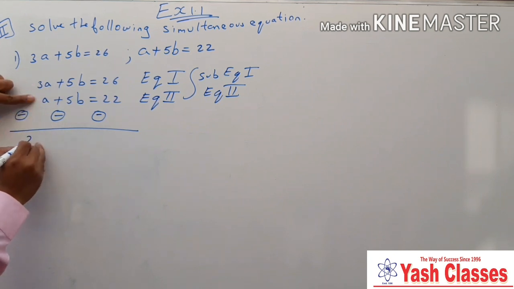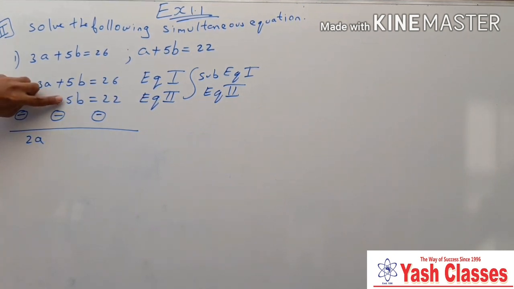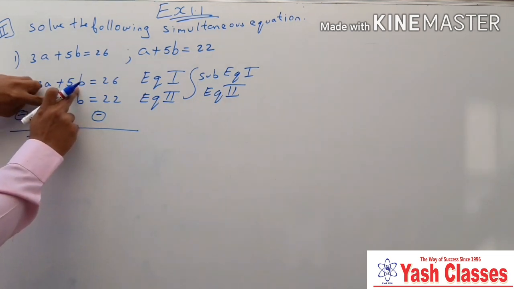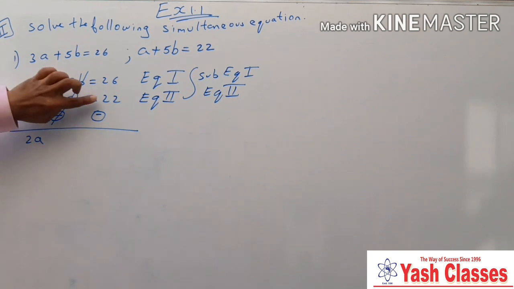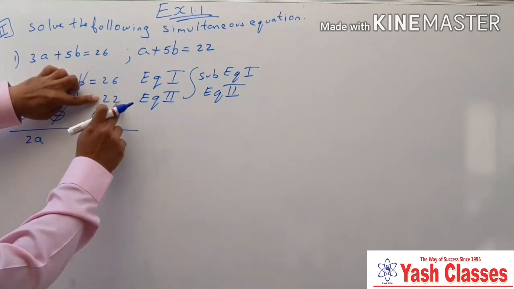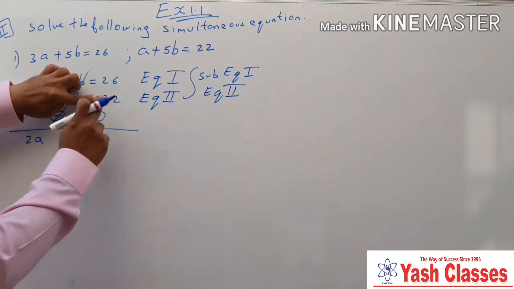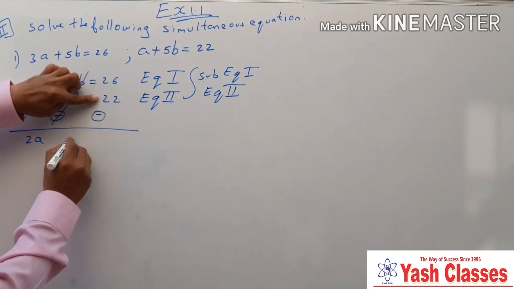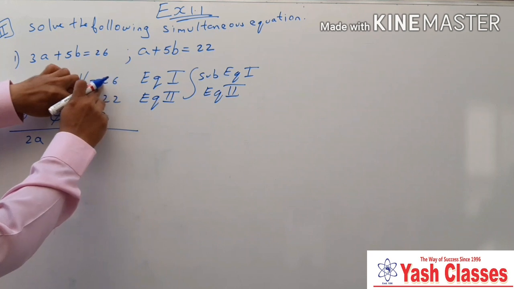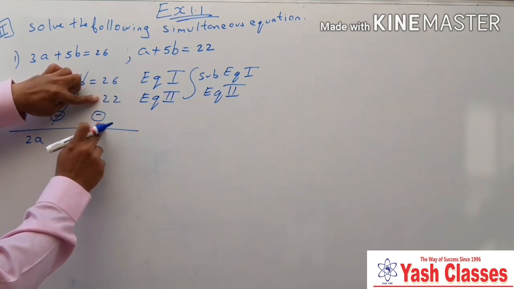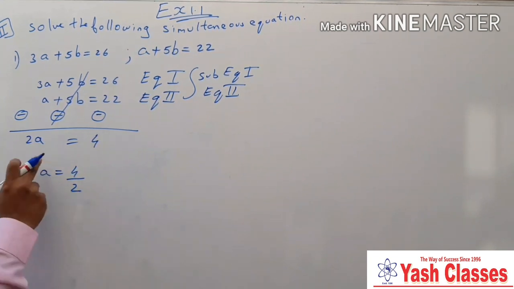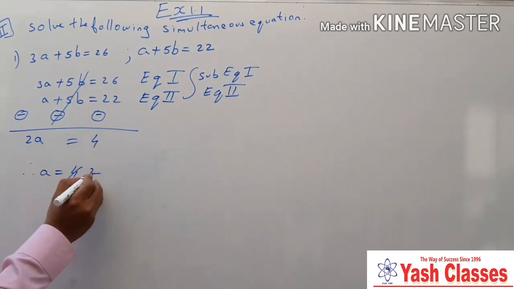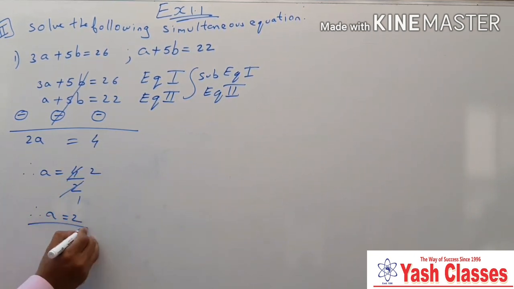3 minus 1, 2. It is coming 2a. This is plus 5b and this is minus 5b, plus and minus cancel. Now 26 is plus and 22 is minus. 26 minus 22 is 4. The bigger number's sign is plus because 26 is bigger. Therefore, a is equal to 4 upon 2. 2 ones are 2, 2 twos are 4. Therefore, a is equal to 2.